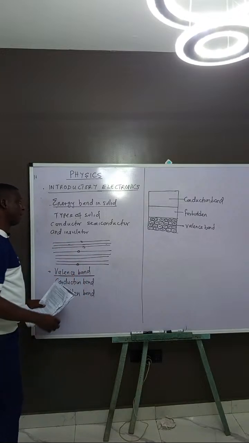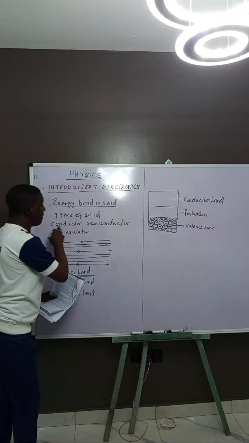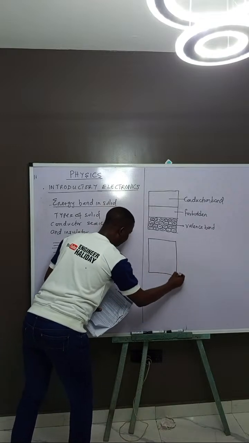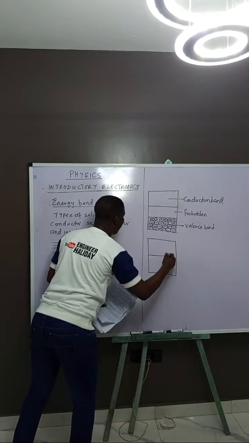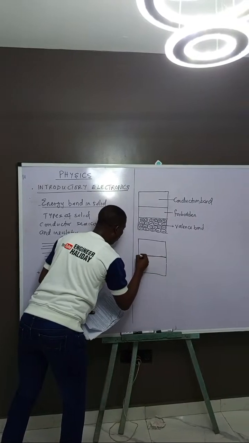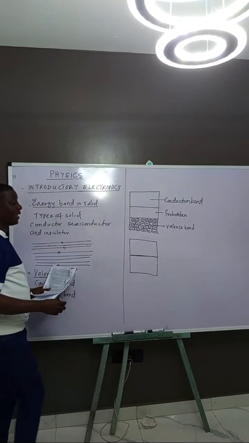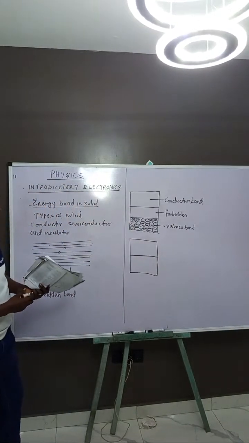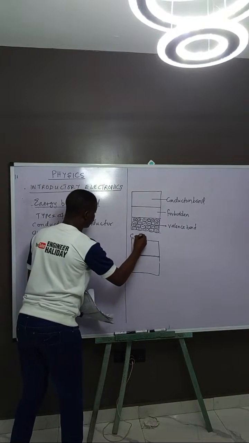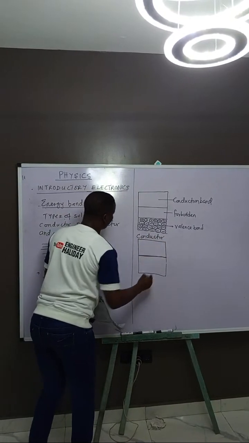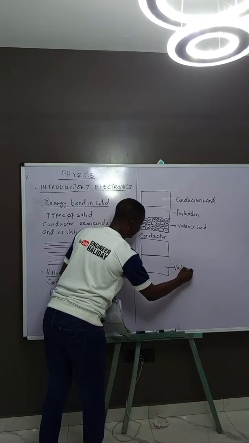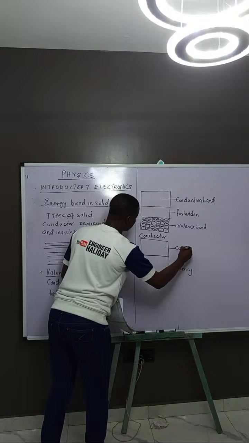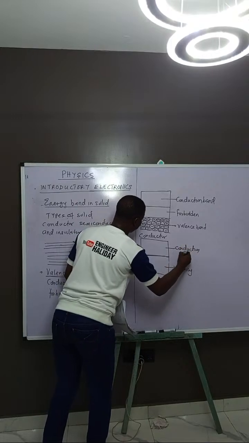Now, how can we differentiate these three materials based on the valence band, the conduction band, and the forbidden band? In the conductor, the conduction band and the valence band overlap. They overlap in the sense that there is no space for a forbidden gap. So that means this is a conductor. So a conductor only has two bands. Take note of that: the valence band and the conduction band, according to band theory.